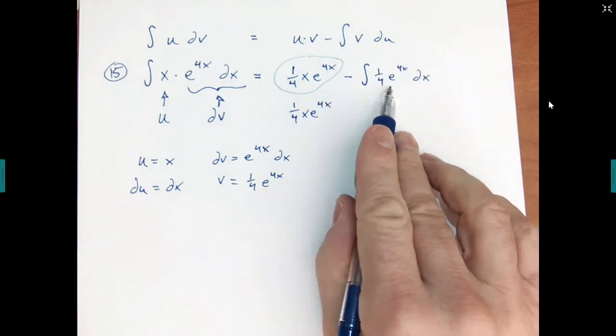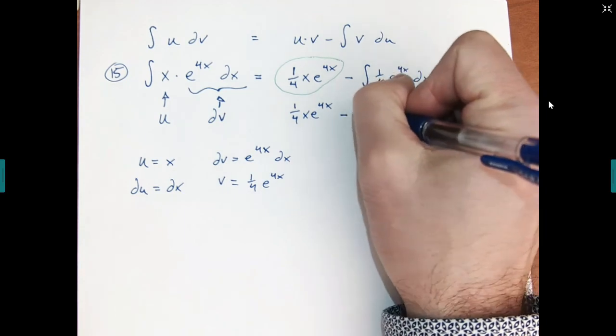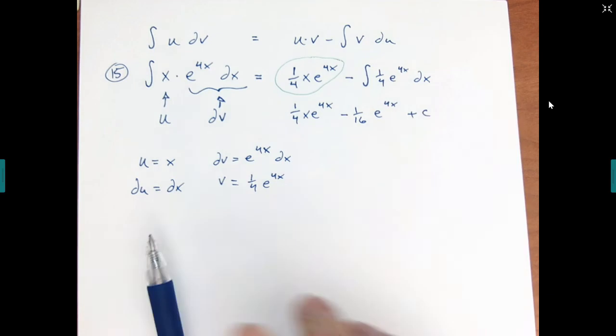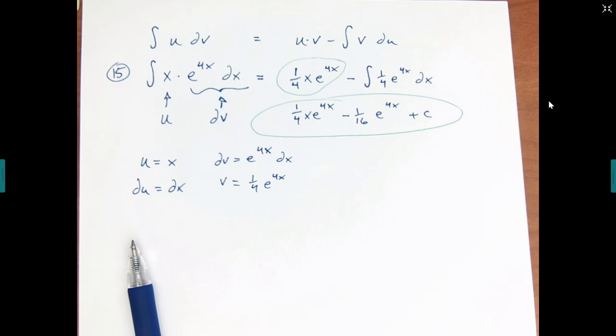Now I'm going to integrate here. I have a negative 1/4 times a 1/4. I've got a negative 1/16 e to the 4x. Put a little plus c on there for good measure. We've got it all. There we go. So that's a quick little integration by parts.